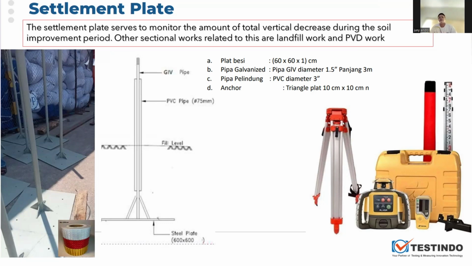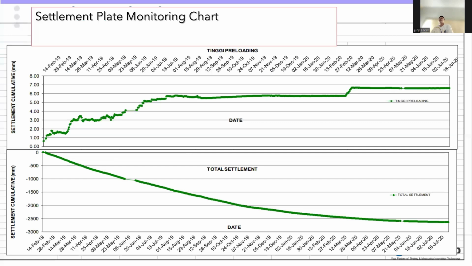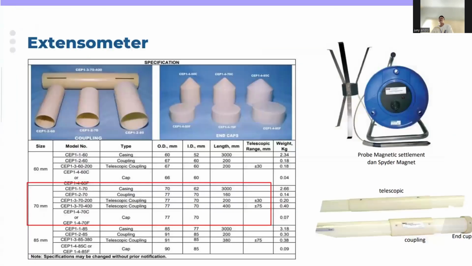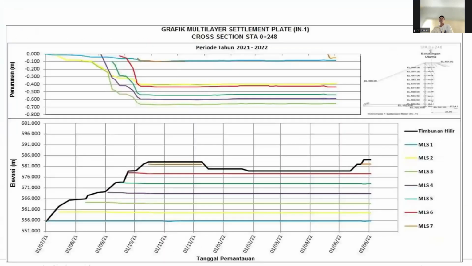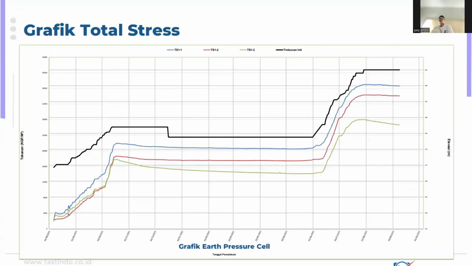This is the picture of the settlement plate. The location is at the geotextile. This is the settlement plate monitoring card. This is the extensometer in the picture. And this is the curved multi-layer for settlement plates and cross section. This is a graphic of total settlement.